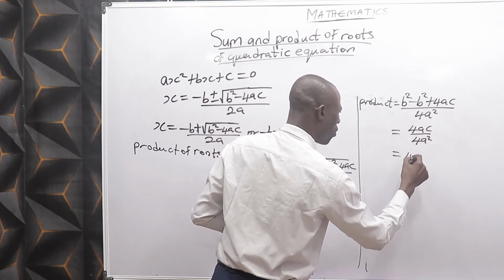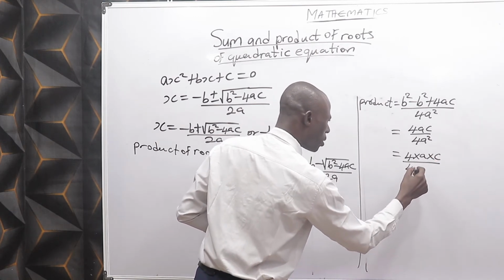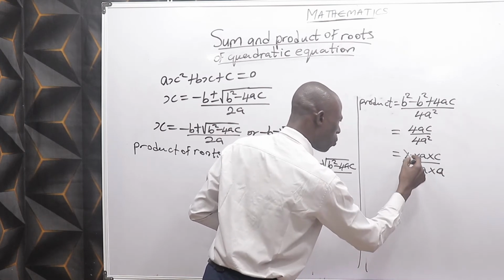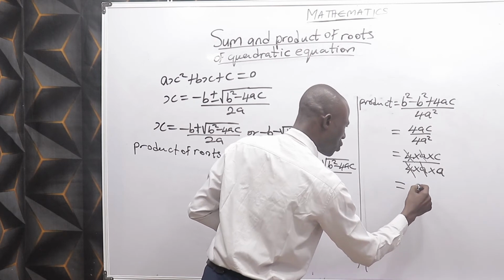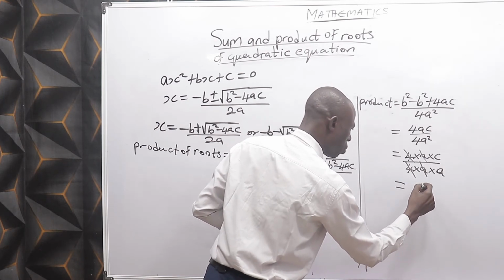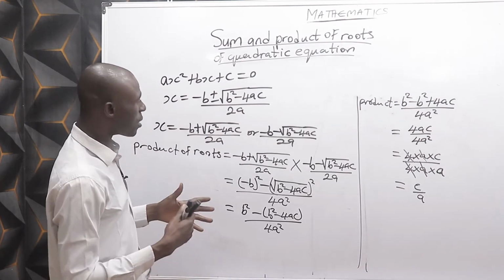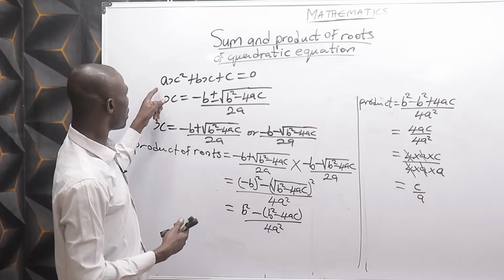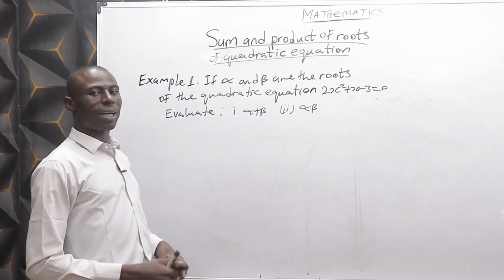And this means 4 times a times c all over 4 times a times a. So 4 will take care of 4, a will take care of a, answer is c over a. So everywhere, product of the roots of a quadratic equation is c over a, especially when the quadratic equation is of this nature. Thank you.